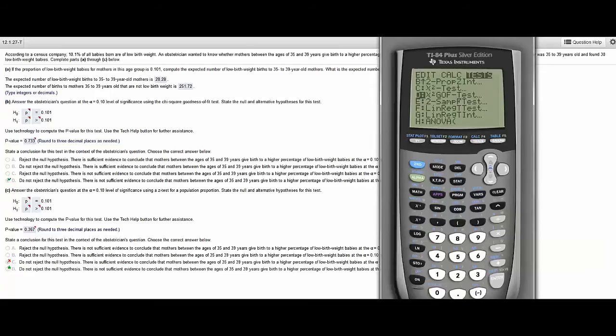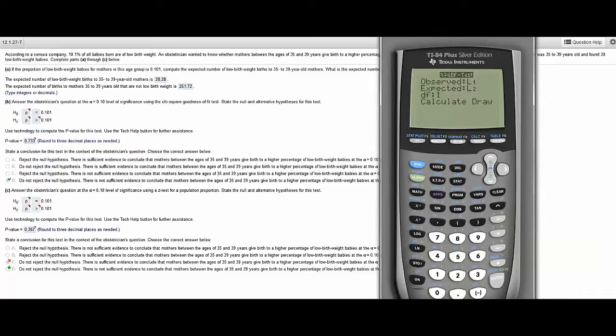Okay, all right, so then from here, I'm going to go to test, and I'm going to arrow up to goodness of fit. The observed, those are my 30 and my 250, goes in list 1, and then my expected, the 28.28, went in list 2, and degrees of freedom.